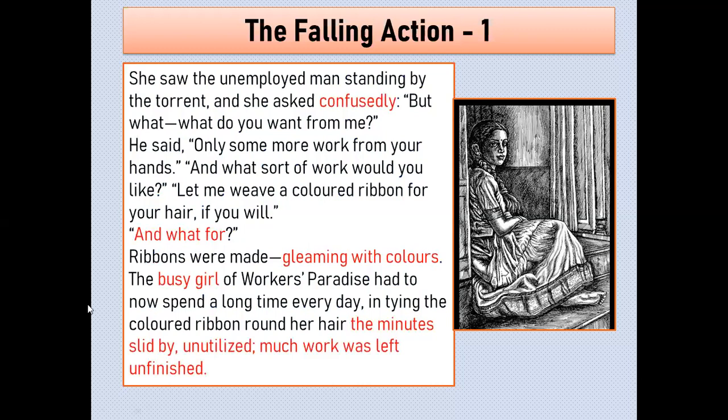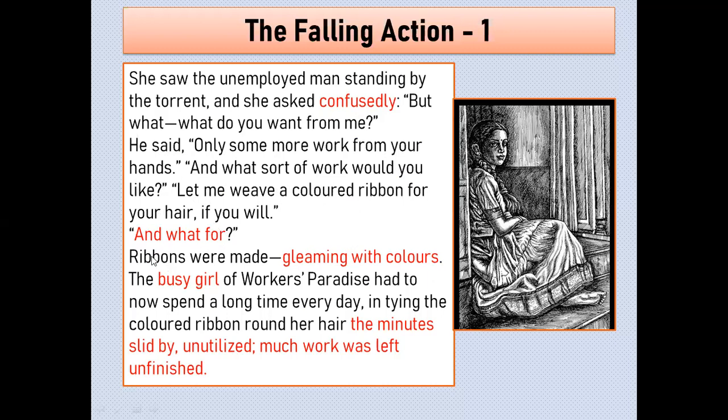So, as you can see, students, the girl has changed. There is a very significant change in the girl. So the next day when she goes to the torrent and she sees the unemployed man there, she is very confused and she asks him, what do you want from me? So the man says that he wants some more work from her. And when she is unable to give him any work, he tells her that he will weave a colored ribbon for her hair. And she is unable to understand why he would do such a thing.